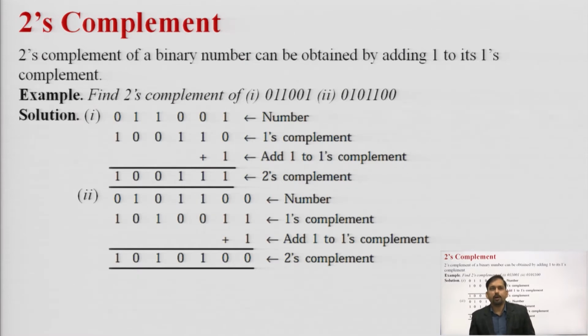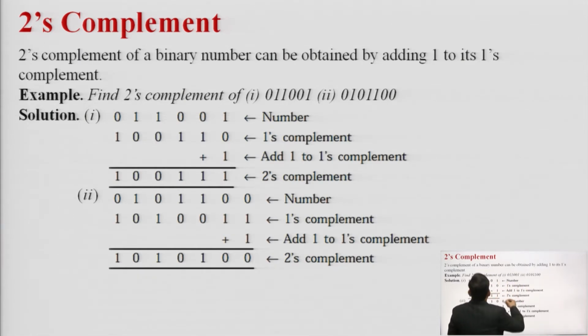The twos complement is nothing but first we perform the ones complement, and after that we add 1 to the LSB. So the twos complement involves two steps: the first step is the ones complement, and after that the addition of 1 to the LSB.